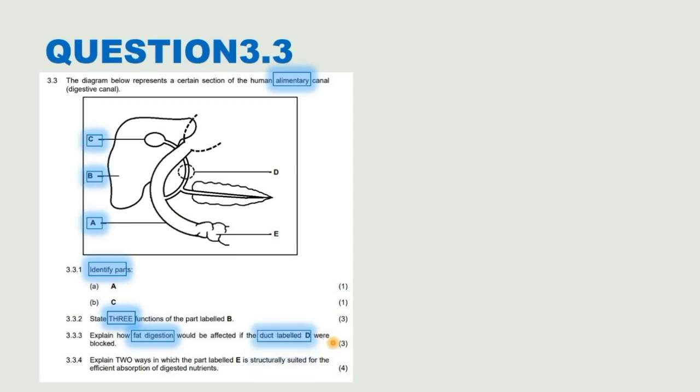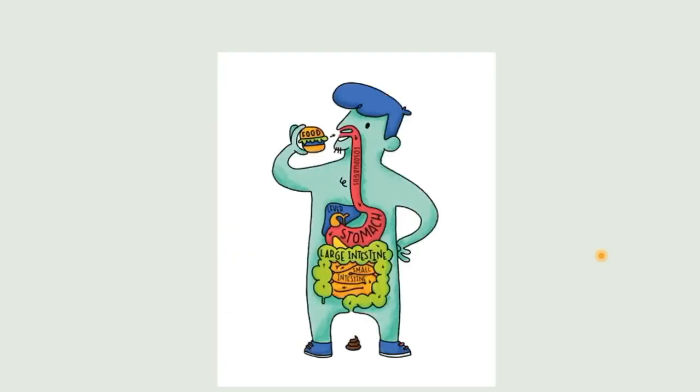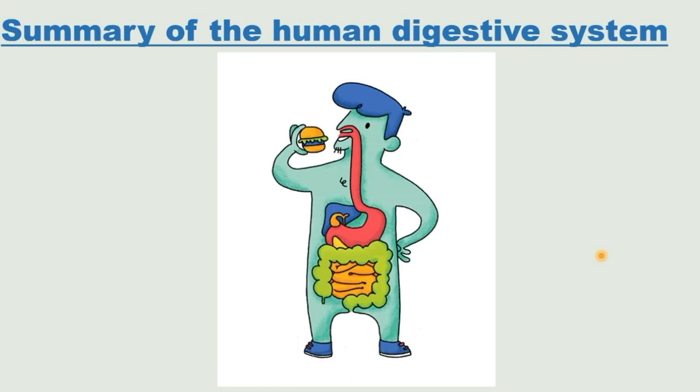Then question 3.3.4, they ask you to explain 2 ways in which the part labeled E is structurally suited for the efficient absorption of digestive nutrients. So that's 4 marks. Remember, to explain, you have to give the structure and then explain why it is efficient for absorption. So let's quickly move over to my summary of the human digestive system.